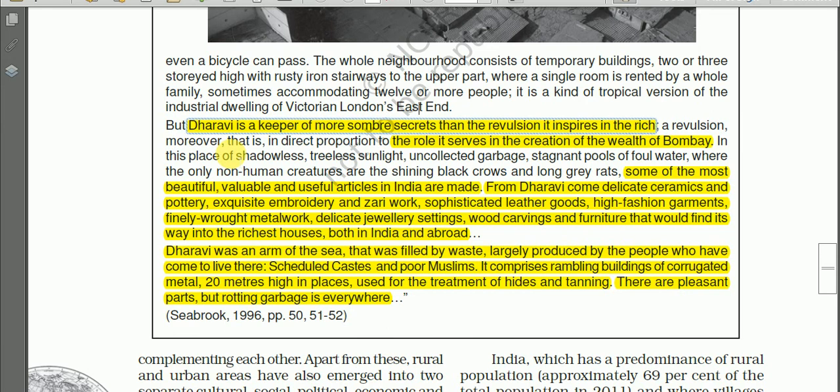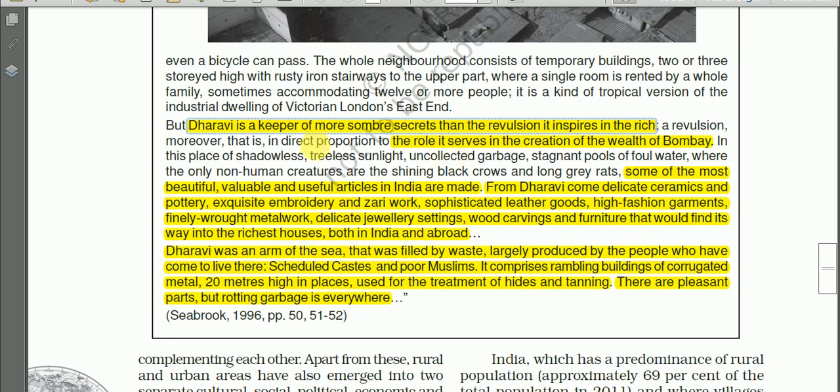Somber means lacking brightness, or dull in color, or gloomy in character. But here somber secret means hidden secrets. Then revulsion means the horror. So here in Dharavi we have so many hidden secrets in spite of this revulsion. In spite of the horrors or the intense feeling of dislike of the slum, we have hidden secrets, we have bright areas.